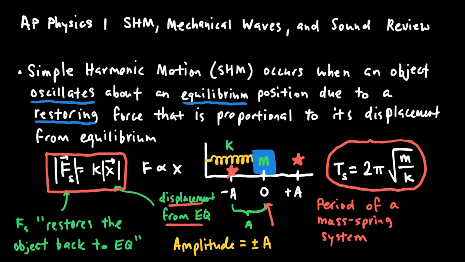And what eventually happens is you pull this object and it's oscillating back and forth, and it oscillates with a regular period. And we know that the period of that mass spring system, which I'm writing here as Ts, is equal to 2 pi times the square root of m over k. So if I change the mass, then the period will change. And if I change the spring constant, the period will change. But the period doesn't depend on things like the amplitude, for example.